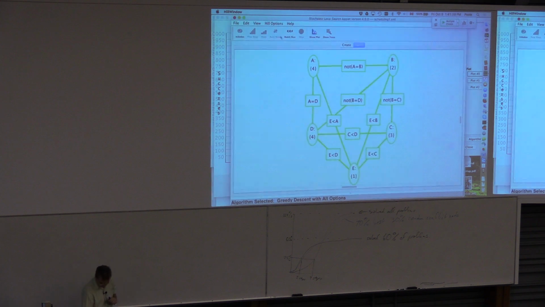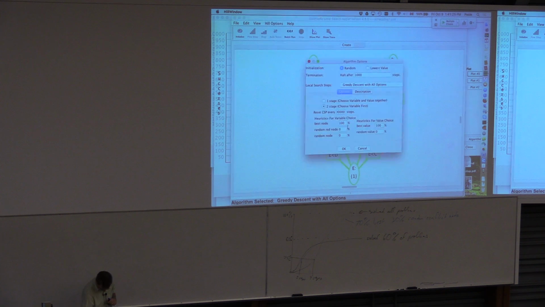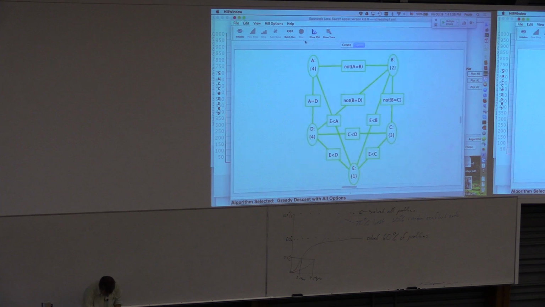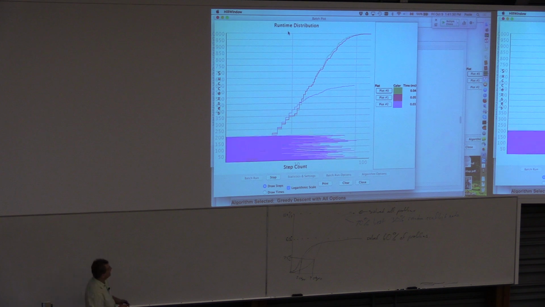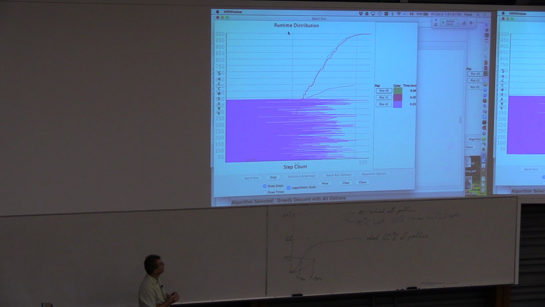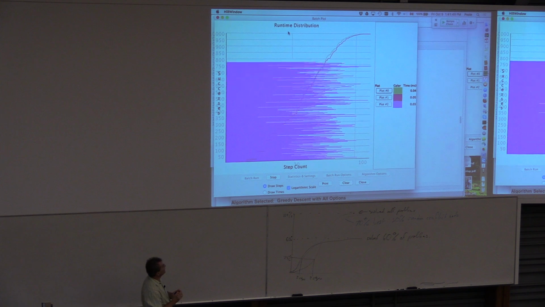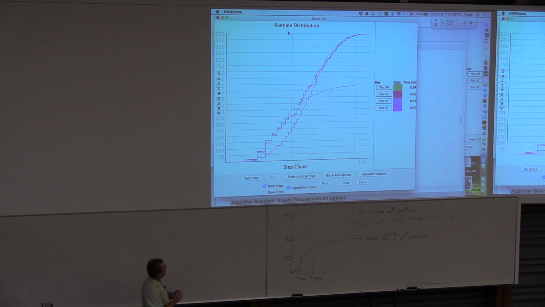And let's try it compared to best node, and it's going to do a batch run. And this is now the random red node. So now it's just picking any random node, and we'll see that the bottom one here is actually worse than the one that keeps doing a random restart. Random restart actually works quite well for this.